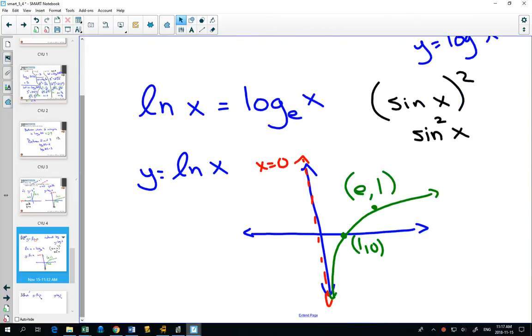Okay, questions for graphing practice 10 and 11.